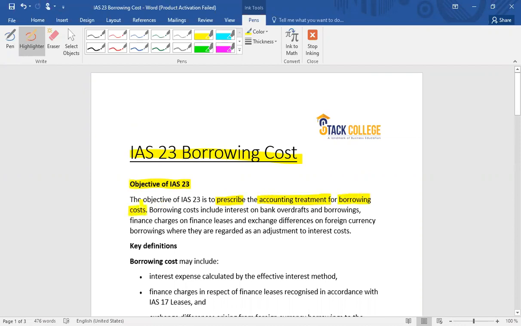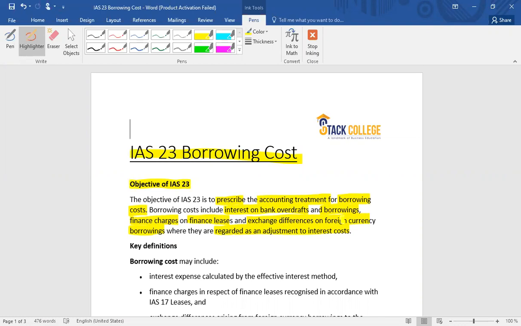Borrowing cost is, in easy words, the finance cost, that is the interest cost. So borrowing costs include interest on bank overdraft and interest on borrowings. Similarly, finance charge on finance lease and exchange differences on foreign currency borrowings, where they are regarded as an adjustment to interest cost. So simply, borrowing cost is the interest payment and the associated cost.